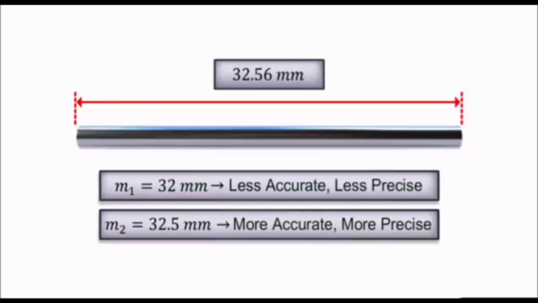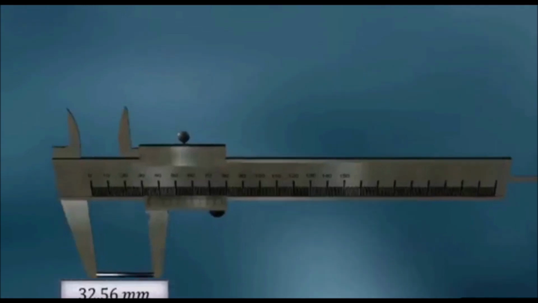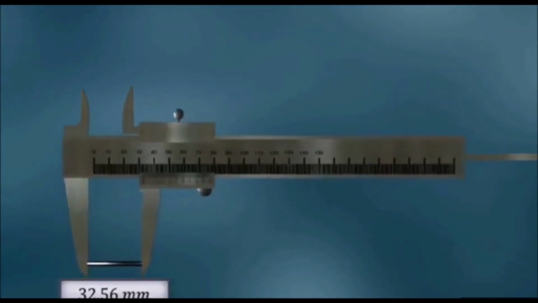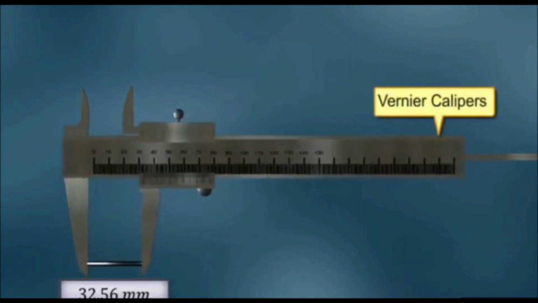I hope you have understood the accuracy level. If I talk about the precise value, 32.5 is more accurate and also more precise. The 32 value is less accurate and less precise. If I use a vernier caliper to measure this length, it shows me 32.56. Therefore, this measurement is very accurate and also very precise, because we know that the least count of this vernier caliper is 0.01 centimeter.